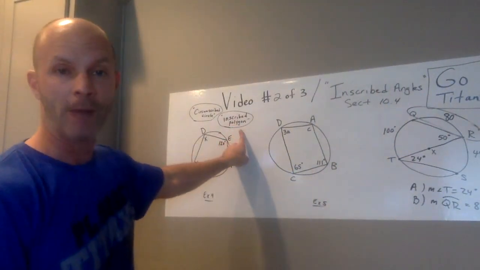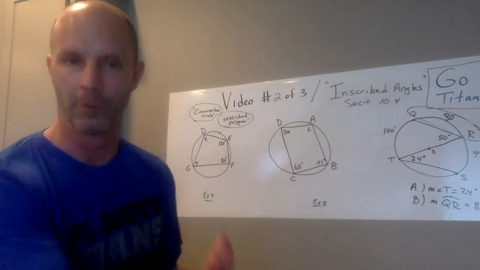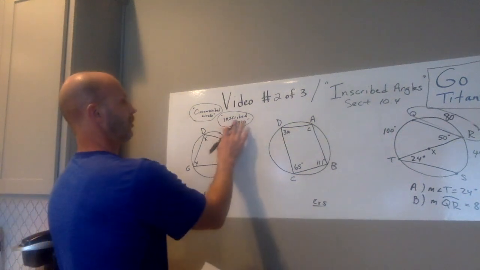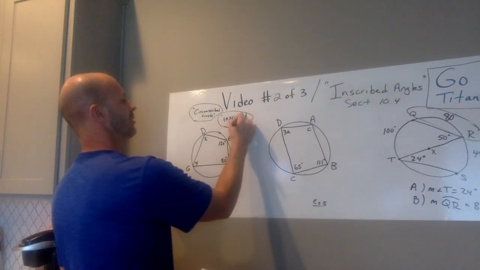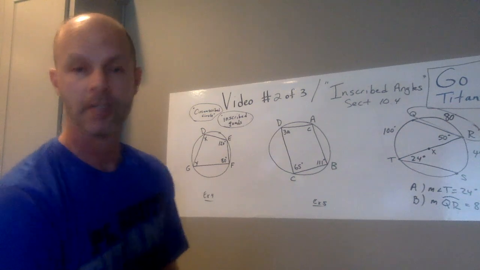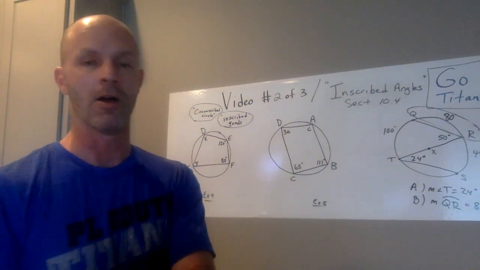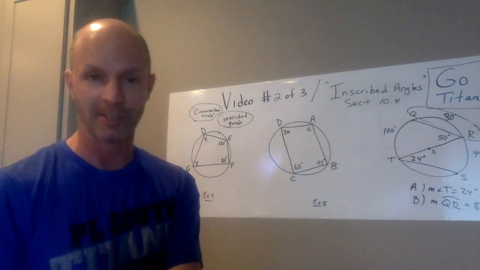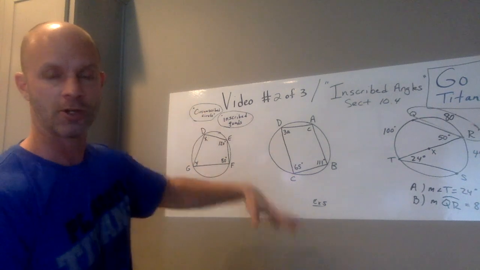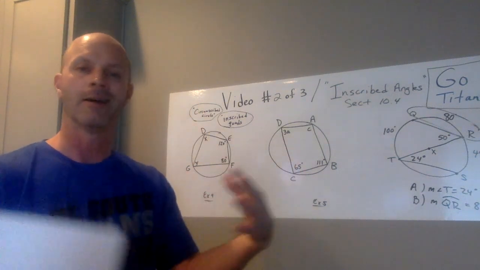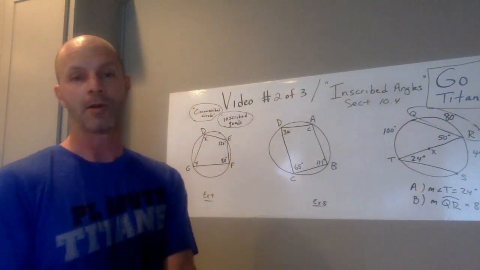So an inscribed polygon is a four-sided figure; in this case we're going to do an inscribed quadrilateral. We're going to focus today on quadrilaterals. So inscribed quads: a four-sided figure inside the circle. All of the vertices have to be on the circle, otherwise it's not considered inscribed. And when this happens, we have what's called a circumscribed circle. The polygon is inscribed inside of it, so thus we call the circle circumscribed.